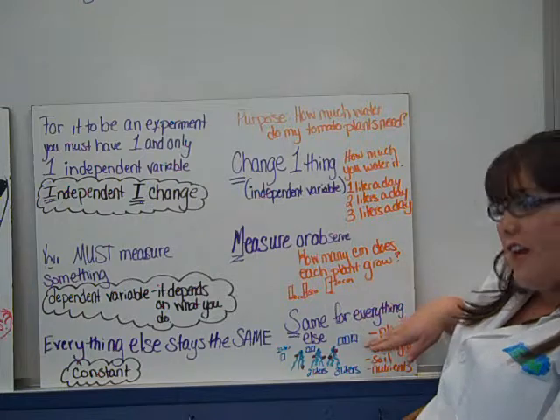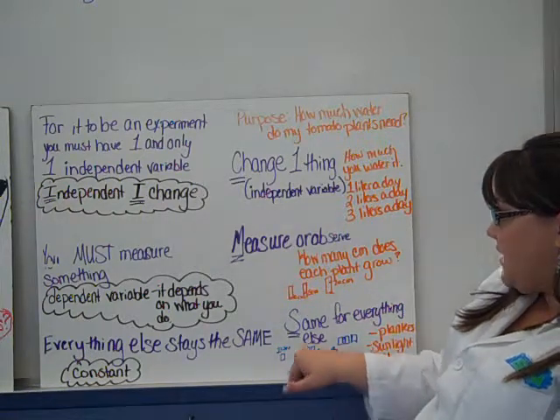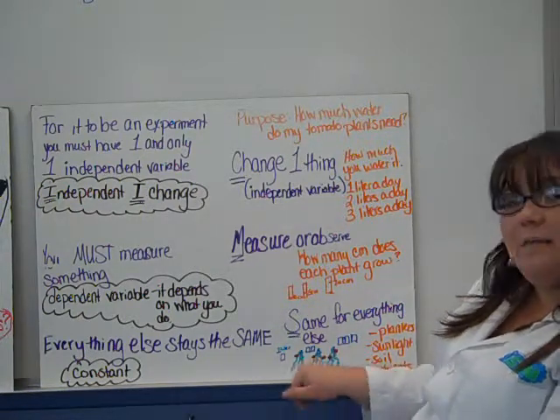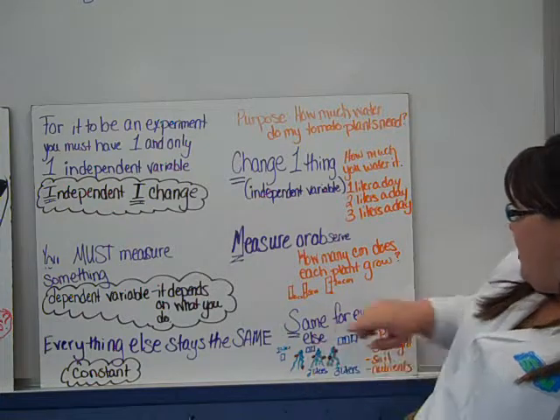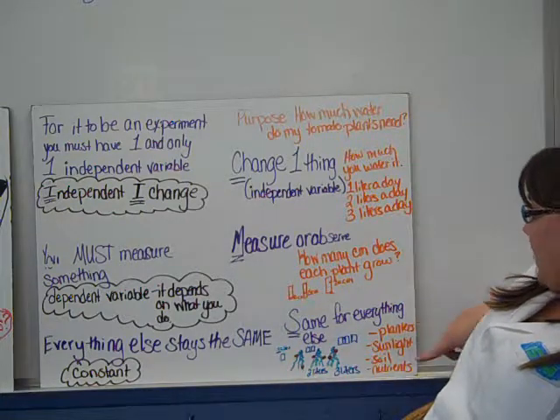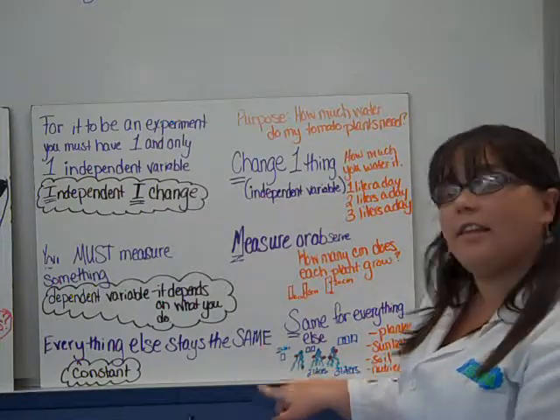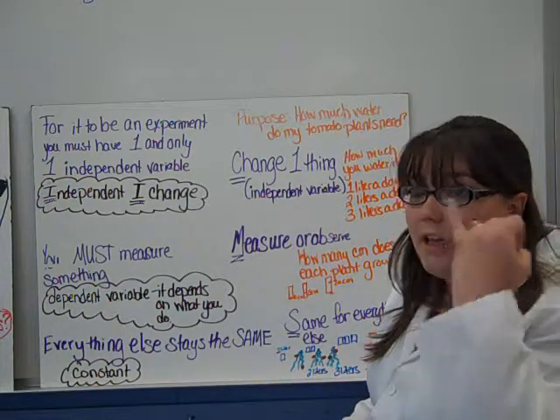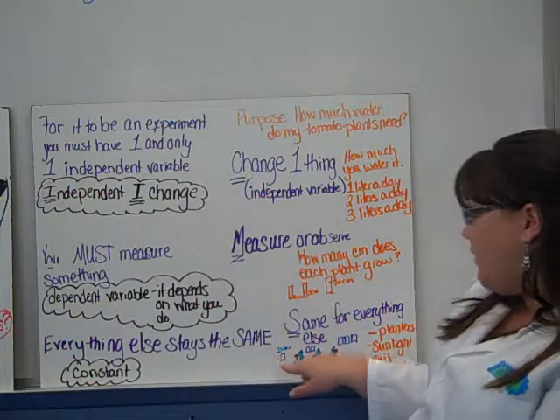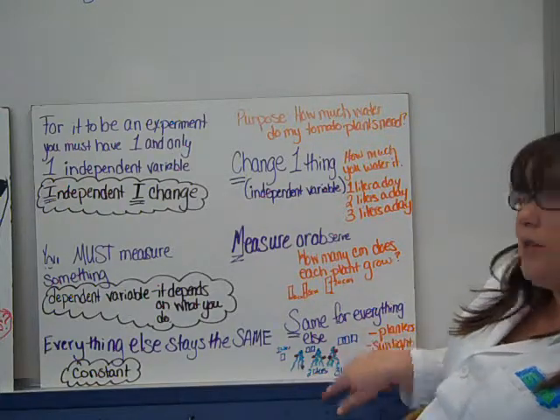Same for everything else. So they're all growing on the same structure, planted the same kind of seeds, and we have the same planters, the same sunlight, the same soil, the same nutrients. The only thing that changes is that one thing, the independent variable. So I either get 1 liter, 2 liters, or 3 liters of water.